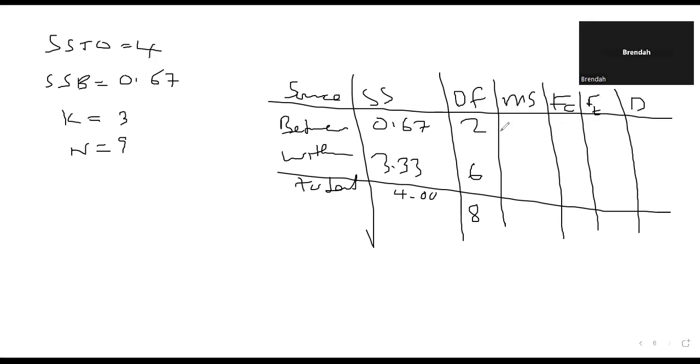For between, it's 0.335. For within, you divide, just put the division, 0.55. Then to get the F calculated, you divide these two here. Let's put the division there, so this one divided by that. Then at 5%, what are the coordinates?